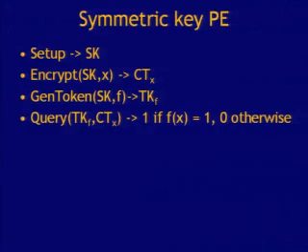Okay, so a symmetric key predicate encryption scheme looks pretty much like the public key version, but now our setup algorithm returns just a secret key. You need the secret key to encrypt a message, and to generate a token, you need the secret key and a description of the predicate. And again, the query algorithm is going to return 1 or 0, depending on the result of the predicate on the plaintext.